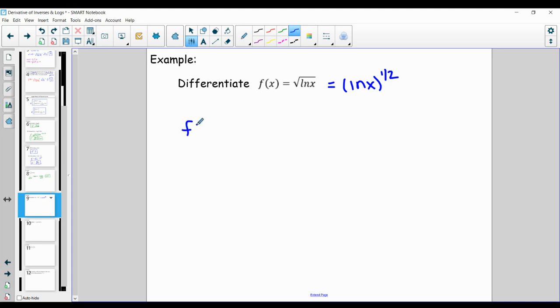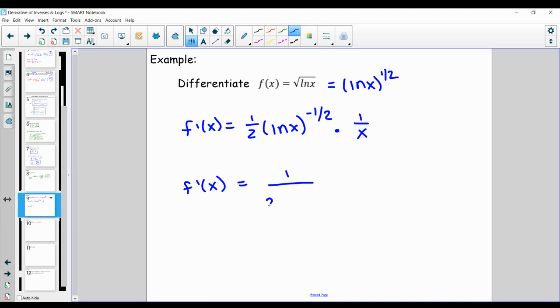So if I find the derivative, f prime of x, I'm going to take the derivative of the outer function, so that's going to be 1/2 ln x to the negative 1/2 times the derivative of the ln of x, which is just going to be 1 over x. So just to clean it up and write it a little bit nicer, I'm going to get 1 over 2x square root ln x.